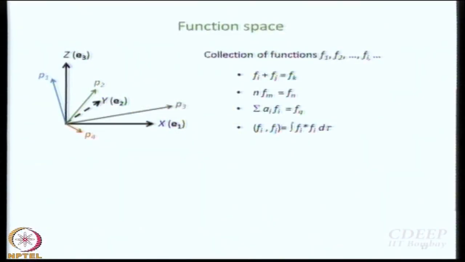Next, this is what we perhaps know. What is ⟨f_i, f_j⟩? What is that called? Another word is the scalar product. So, the scalar product is defined as the integral of f_i star f_j dτ, integrated over all space.